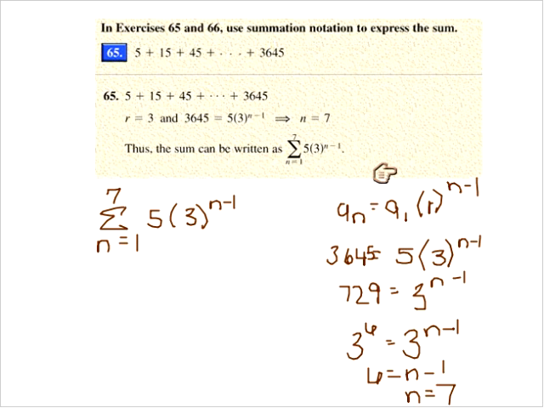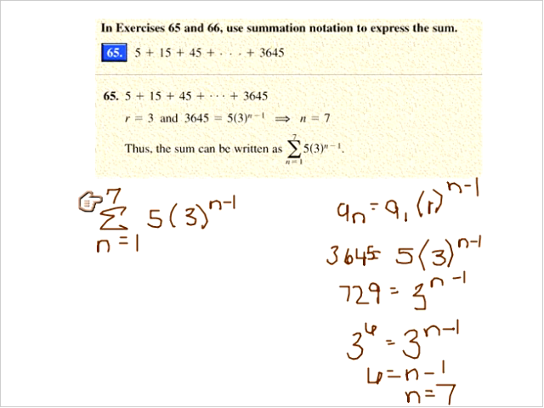I know that r, looking at this, I can easily find r. It looks like r is 3. 5 times 3 is 15. 15 times 3 is 45. And then I keep my n minus 1. I'm starting with 1.